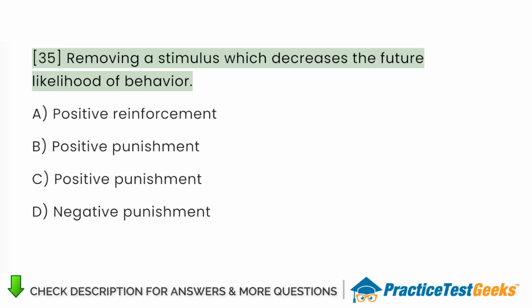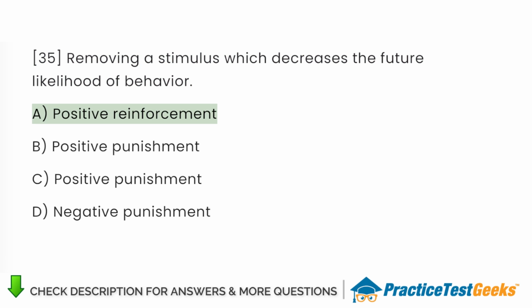Removing a stimulus which decreases the future likelihood of behavior. A. Positive reinforcement. B. Positive punishment. C. Positive punishment. D. Negative punishment.